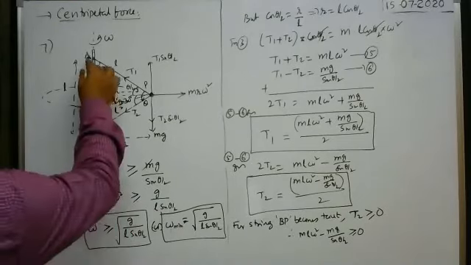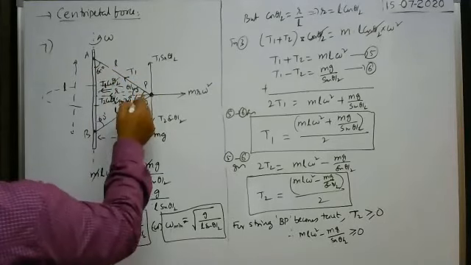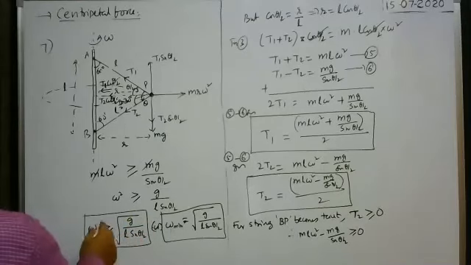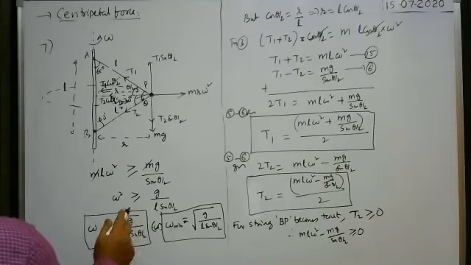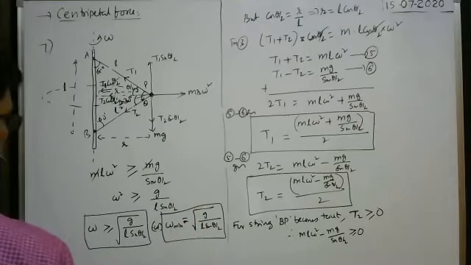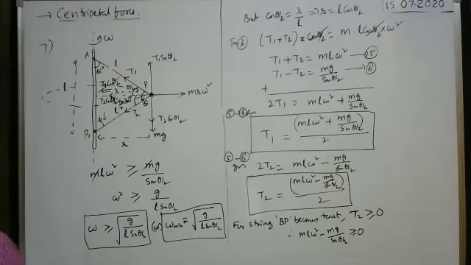Suppose this is L, this is L, this is L, all are equal, then theta is equal to 60 degrees. Then theta by 2 means 30, sin 30 is 1 by 2. That means 2g by L under root. So omega is greater than or equal to root 2g by L. Omega minimum is equal to root 2g by L. This is the case.